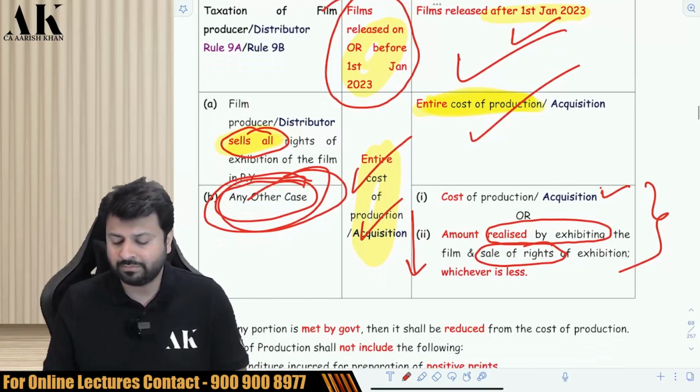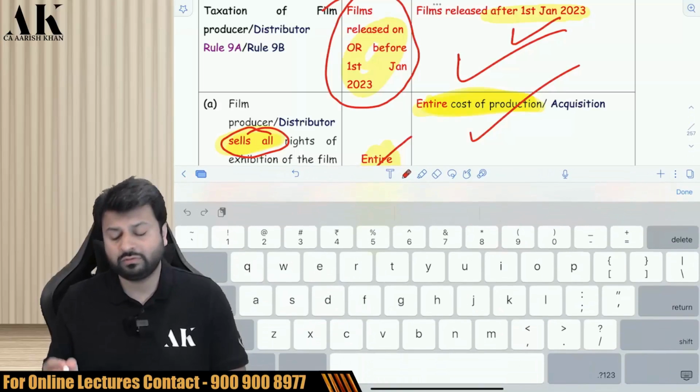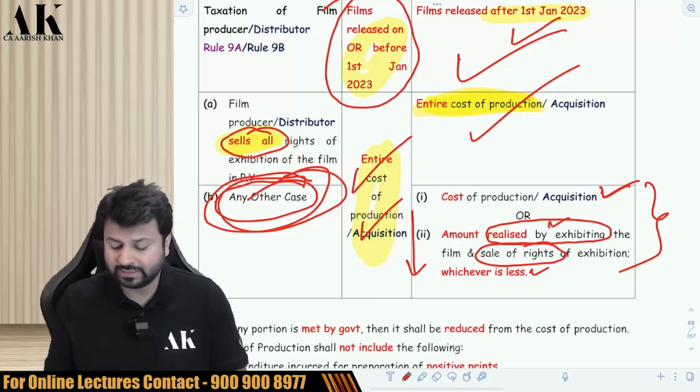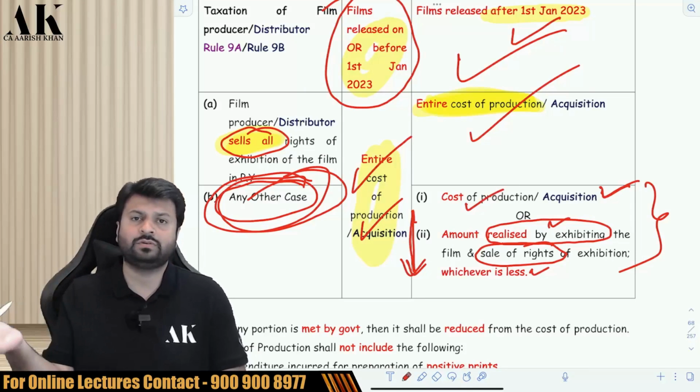So in that case, you compare your cost of production with the amount which you have earned so far. How will you earn the money? By exhibiting the film and by selling the rights. Whatever money you have earned, compare with the cost. Whichever is less will be allowed as deduction. Balance will be allowed in the next year.